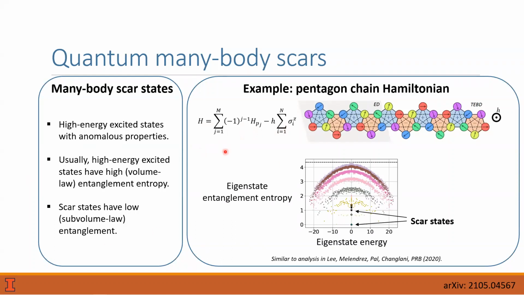So we did that in an example. We took a chain of pentagons, added them together in the right way, and then we looked numerically at the eigenstates of this Hamiltonian. And if you look, the eigenstates normally have very high entanglement entropy, but these states down here in black are the scar states that have very low entanglement entropy. So they're anomalous states. It's pretty interesting: using these motif Hamiltonians, you can construct Hamiltonians with exact magnetically ordered ground states or these scar states.